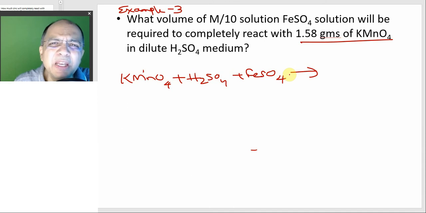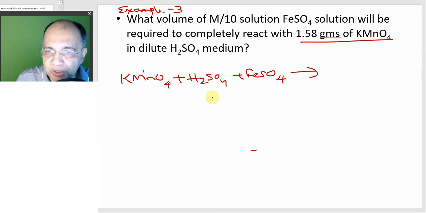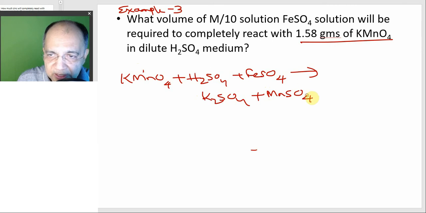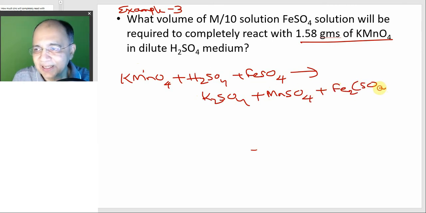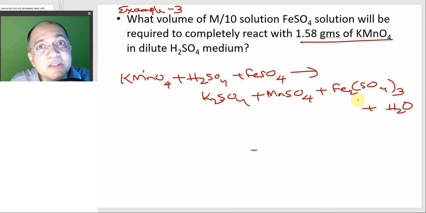Therefore, it becomes a Herculean task to find the products and then balance it. To avoid that, in many problems you will be given a ready-made balanced equation, so that you can jump onto numerical calculations. Now let me tell you, this will give you potassium sulfate, and manganese from +7 will go to +2, manganese(II) sulfate, plus ferrous will be oxidized to ferric sulfate, plus water, and you have to balance this. You understand how time consuming this balancing is.